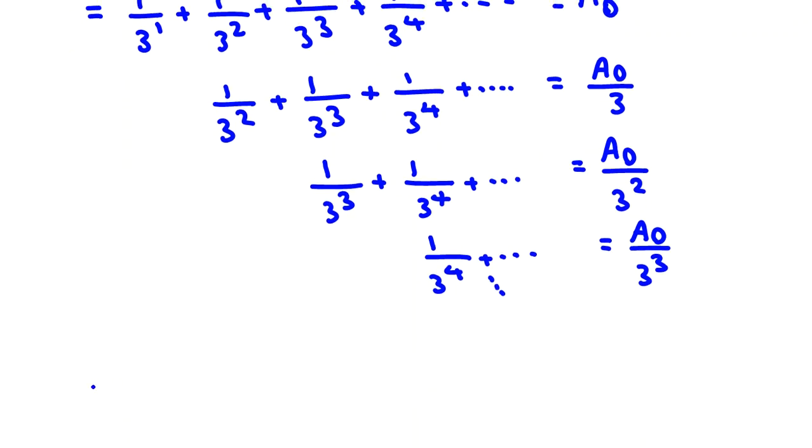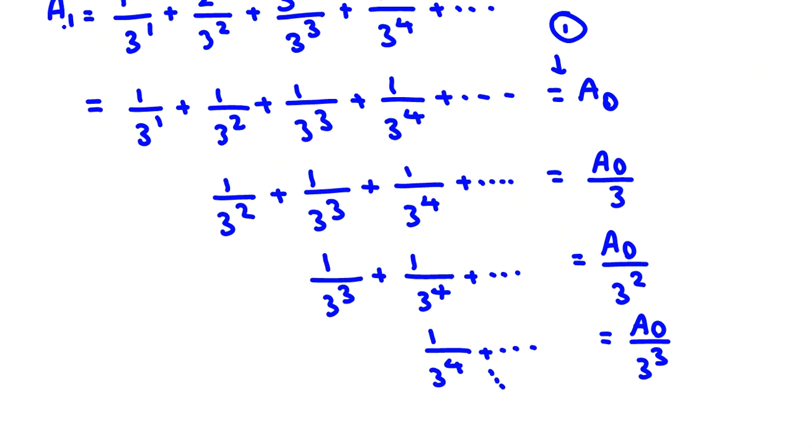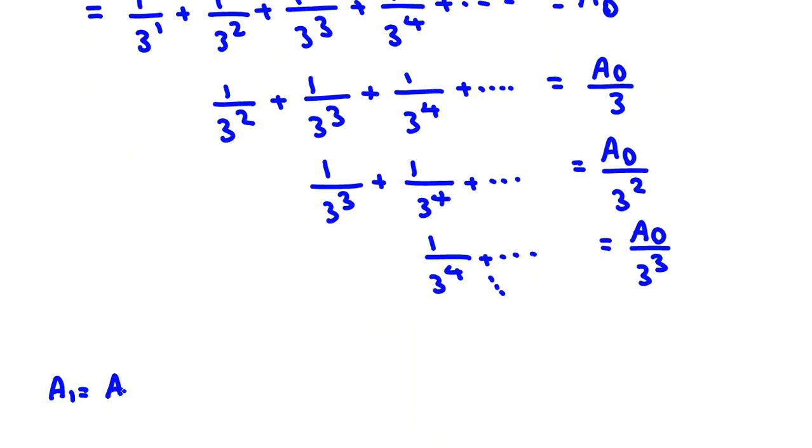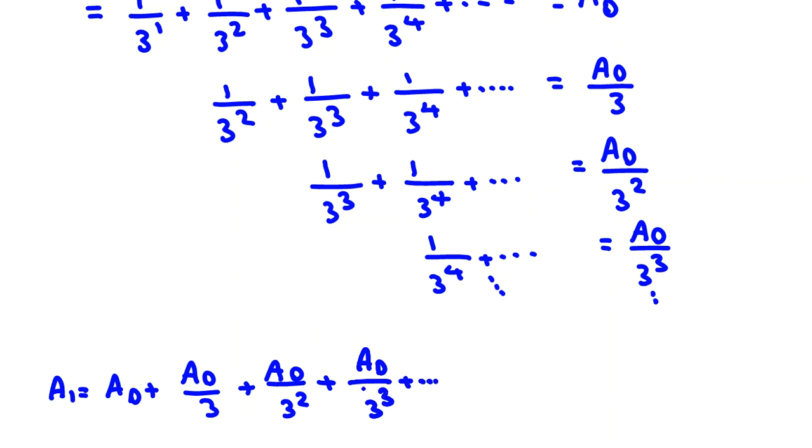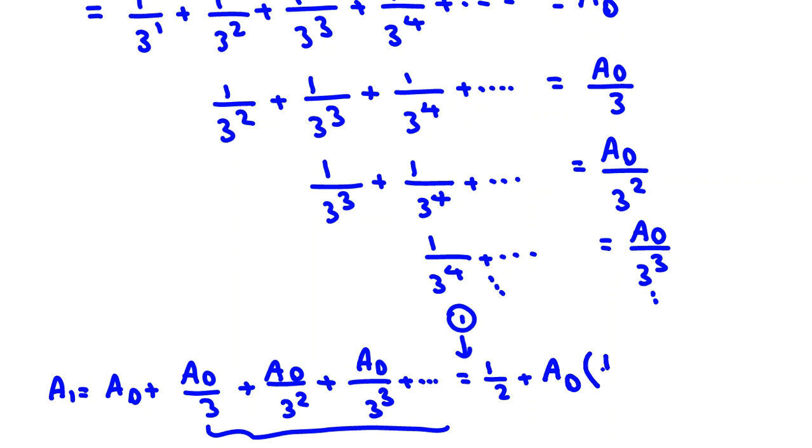Now, a1 will be what? a1 here will be a0 plus a0 over 3 plus a0 over 3 squared plus a0 over 3 cubed, and so on. So here I say what? The first a0, I say it is 1/2 from the first identity we've reached in the beginning of the video. Then I factor a0 from the rest of the terms. It will be 1 over 3 plus 1 over 3 squared plus 1 over 3 cubed, and so on.